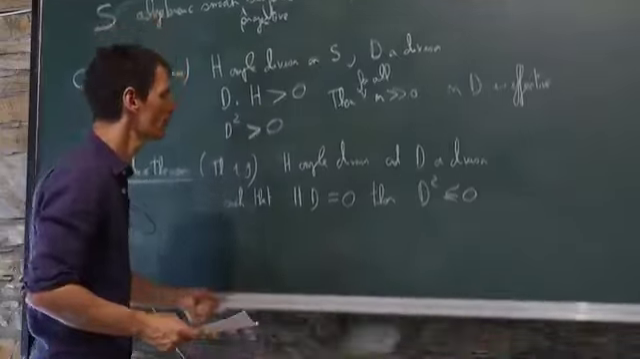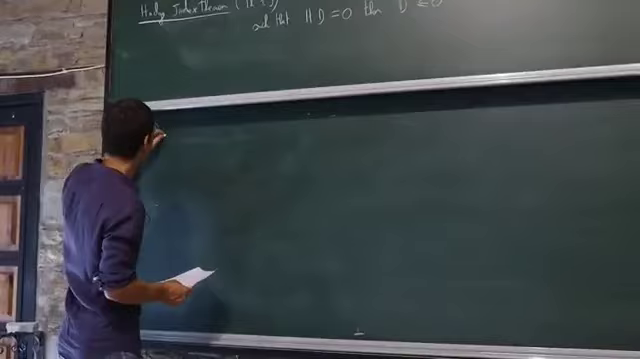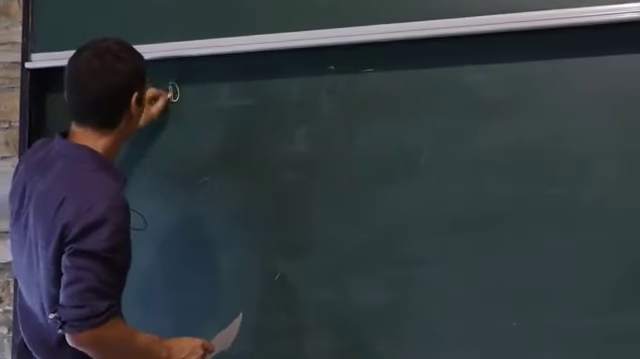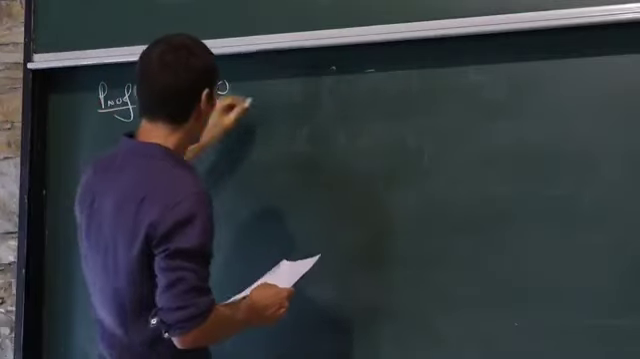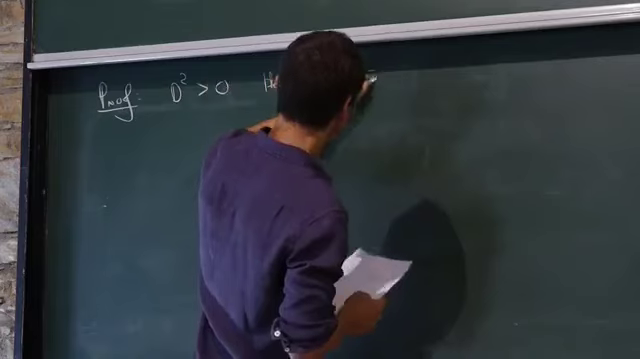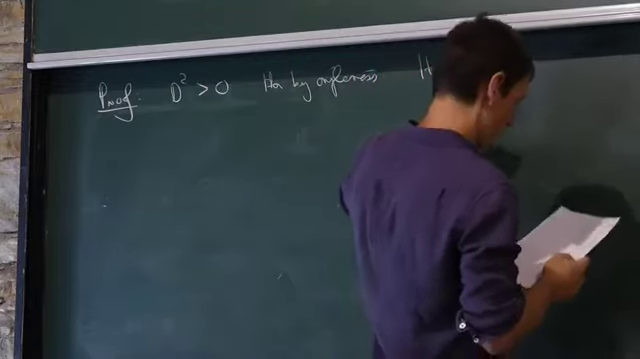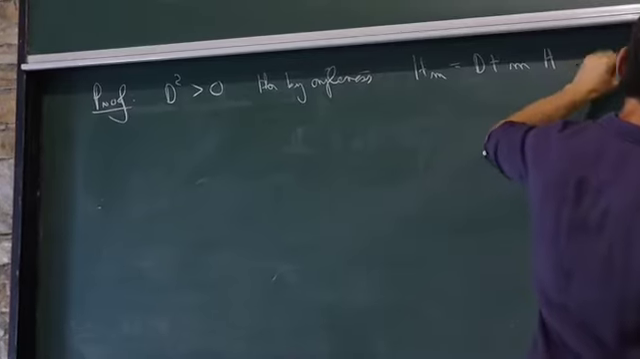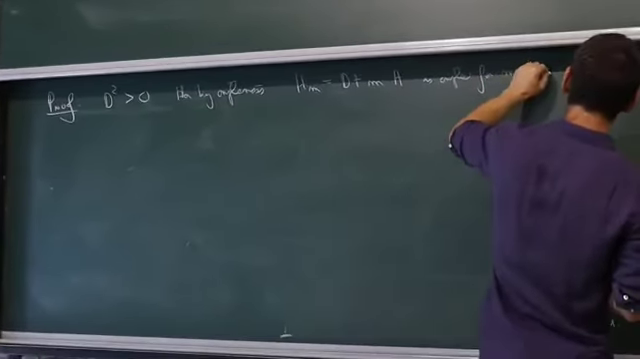So in order to prove it, well, let's assume the contrary, so let's assume that D square is positive. Then, by ampleness, one knows that HM equals D plus MH is ample for M large, okay?